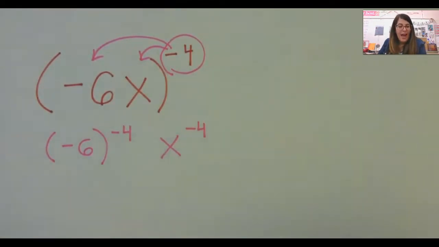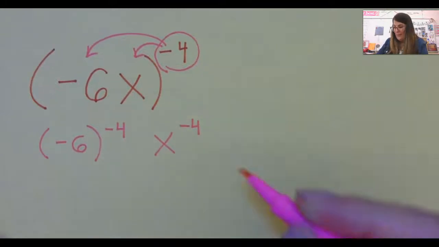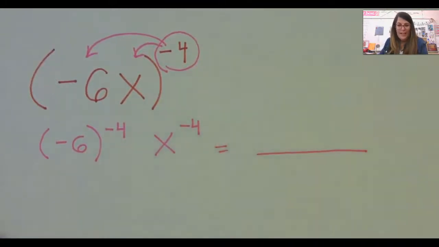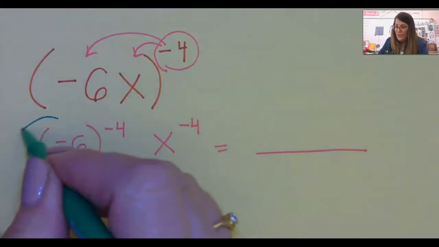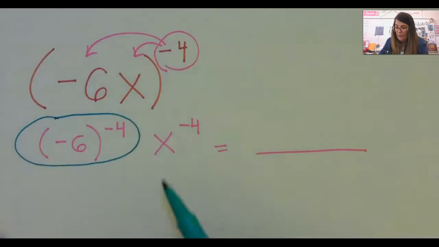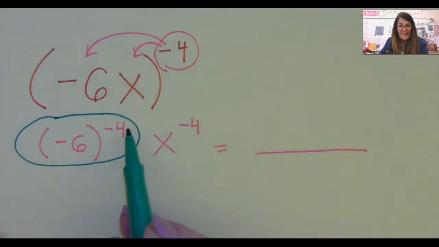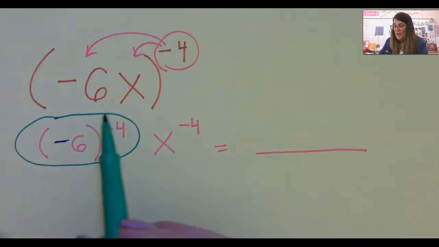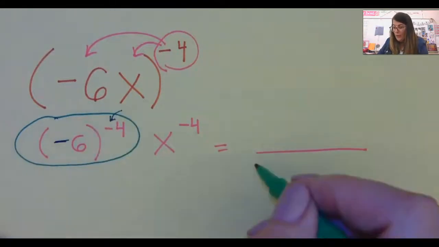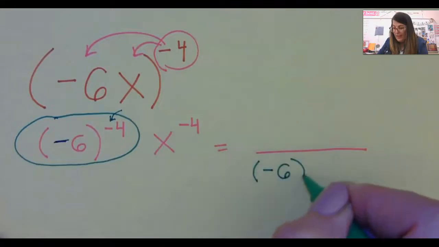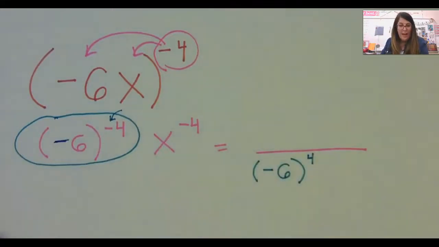Okay, so now I have negative exponents. Whenever I have negative exponents, I like to draw a fraction bar because I know I'm going to be moving things to the numerator and the denominator. So this is the first thing I'm going to move. It's negative 6 to the negative 4th. This negative has nothing to do with what's getting moved. This is the negative exponent, which means I'm going to put the whole negative 6 down in the denominator.